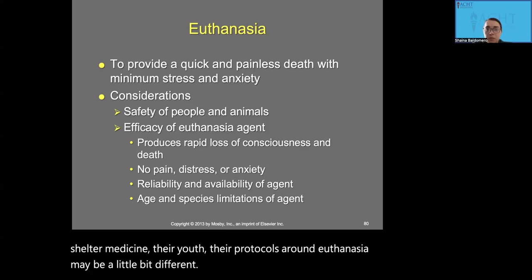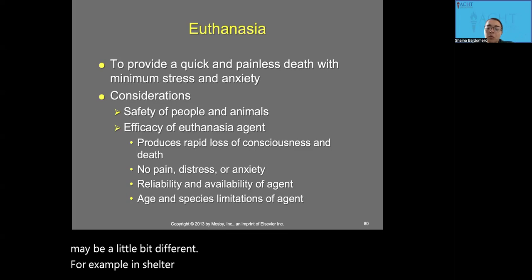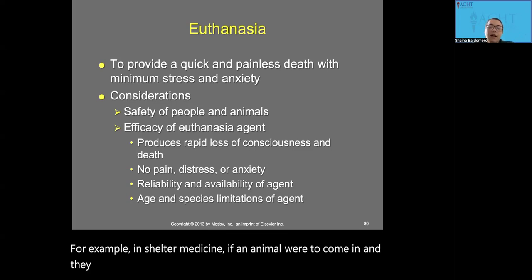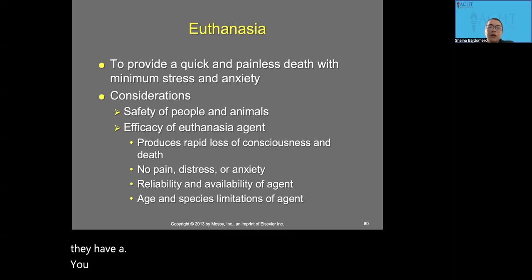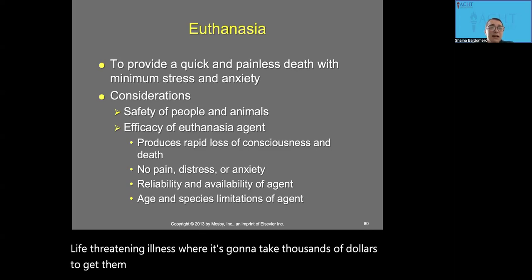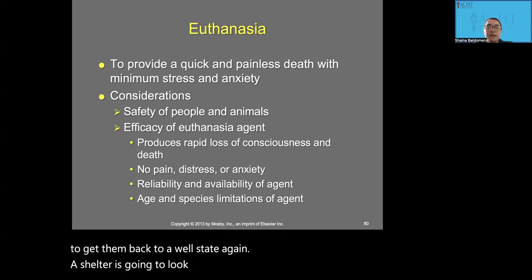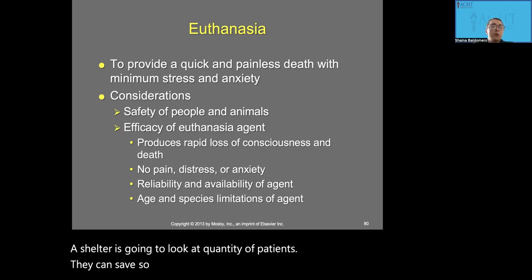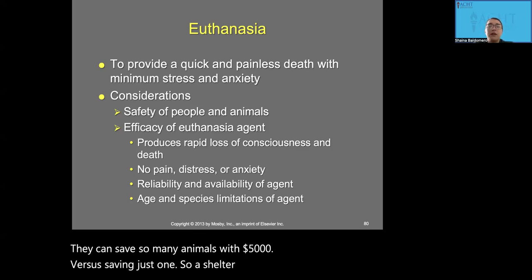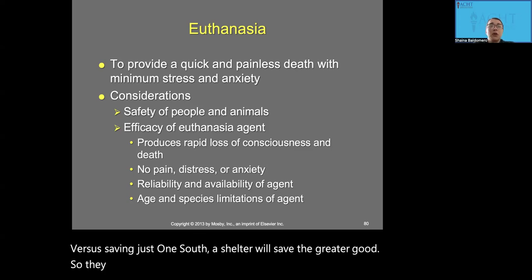For example, in shelter medicine, if an animal were to come in and they have a life-threatening illness where it's going to take thousands of dollars to get them back to a well state again, a shelter is going to look at quantity of patients. They can save so many animals with $5,000 versus saving just one. So a shelter will save the greater good. So they do tend to euthanize more often.